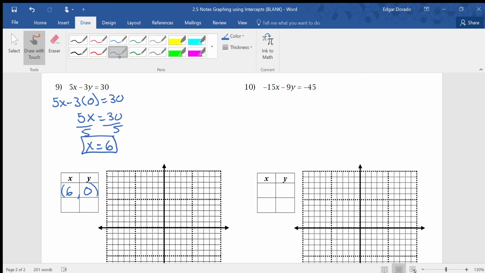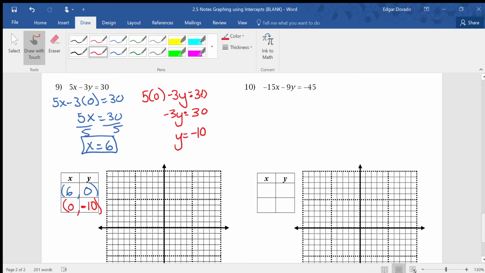Now for my y-intercept, so now I'm going to substitute in 0 for x. So 5 times 0 minus 3y equals 30. All right, so I get negative 3y equals 30. Divide by negative 3, I get y equals negative 10. So let me write that one down now. So I get (0, negative 10) for my y-intercept.